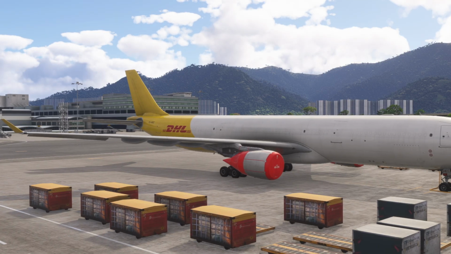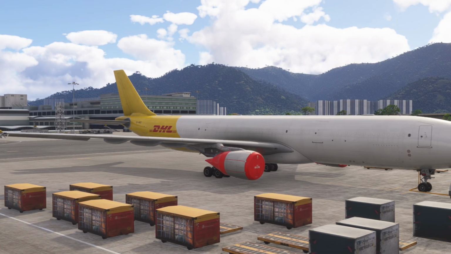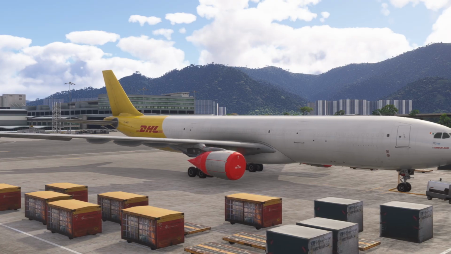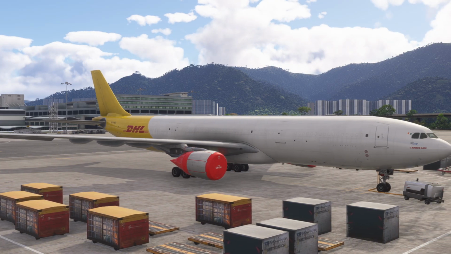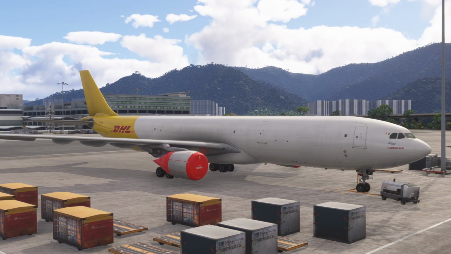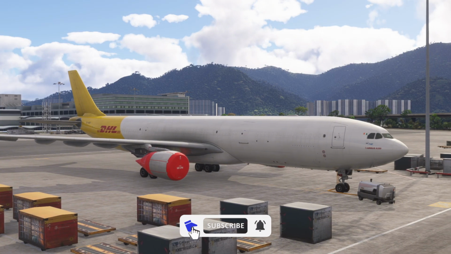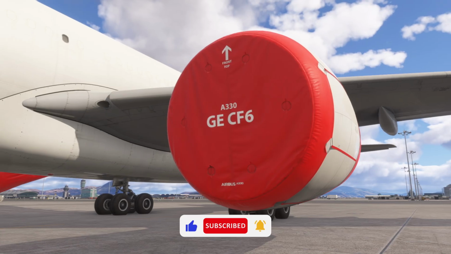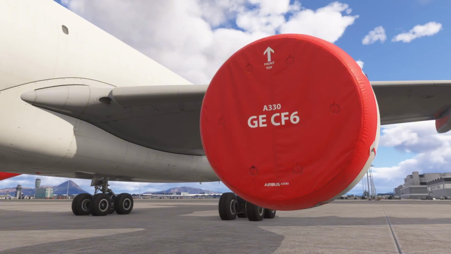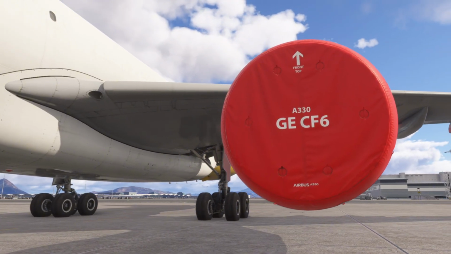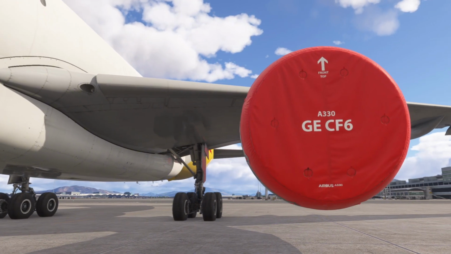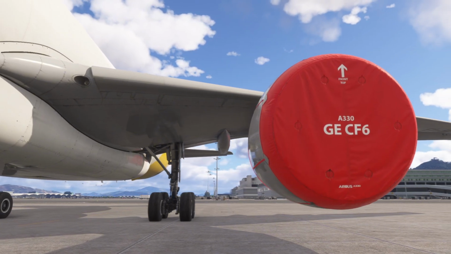In this video we are going to take a look at jet engines, specifically turbofan engines. This is the Airbus A330-300 freighter, and here we have the General Electric CF6 engines. As you may have noticed in the new Flight Sim 2024, we have covers all over the plane. And today we are going to investigate the engine covers specifically.